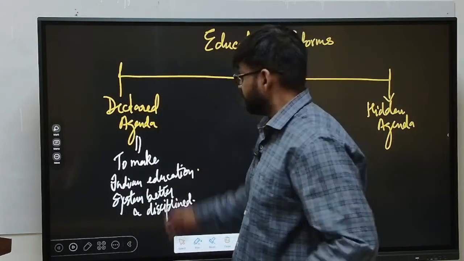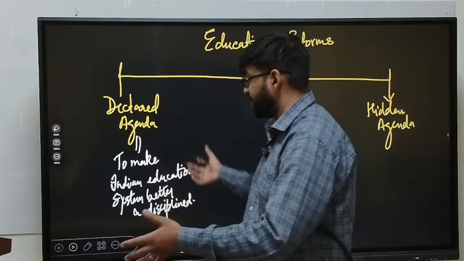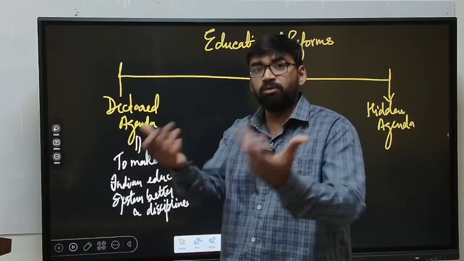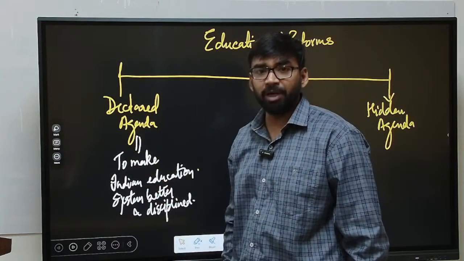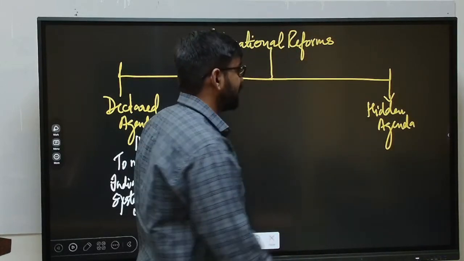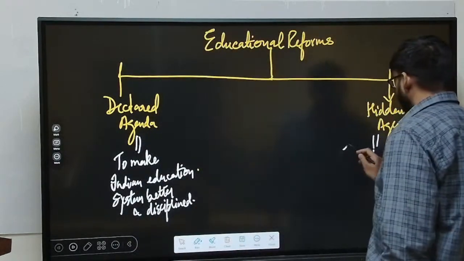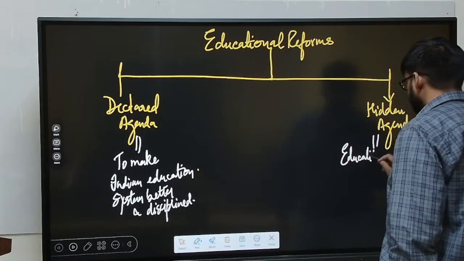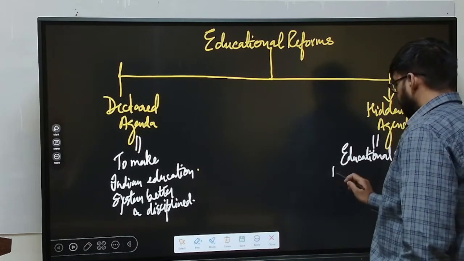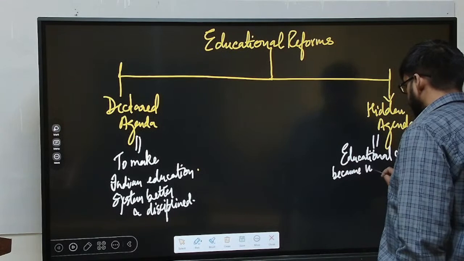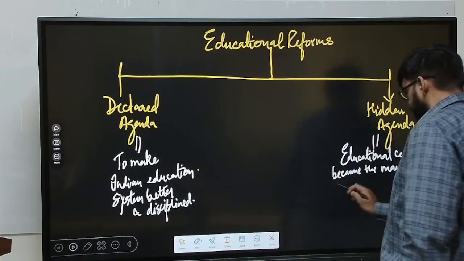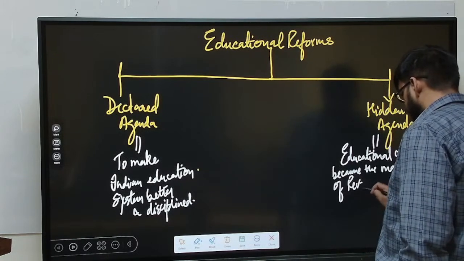But the hidden agenda. When the government says that we are going to make the Indian education system better and disciplined, parents will also support the government. But the hidden agenda of the government here is that educational centers became the manufacturer of revolutionaries.